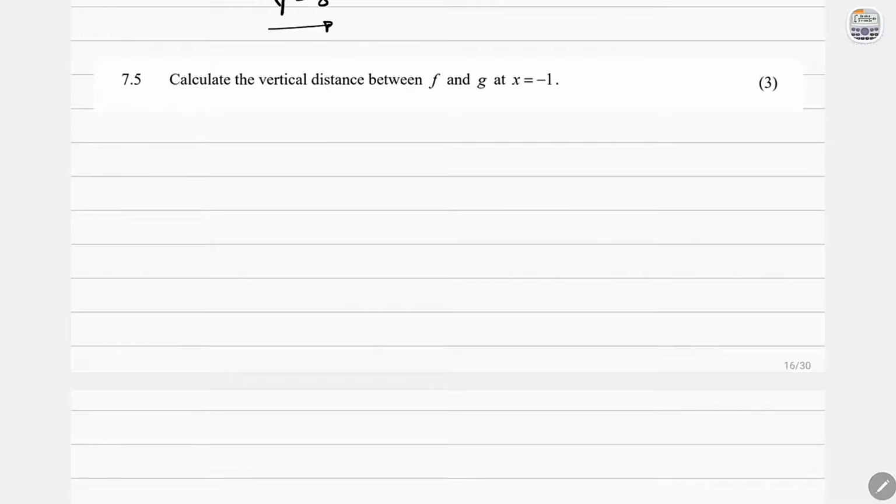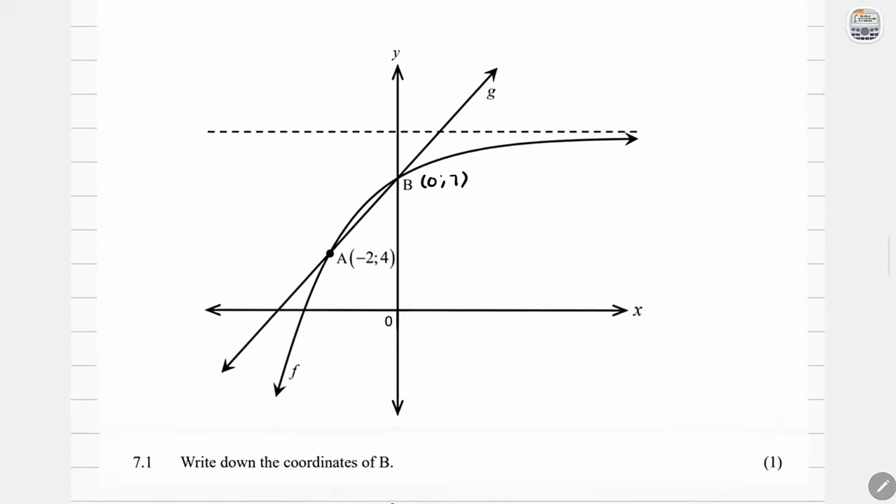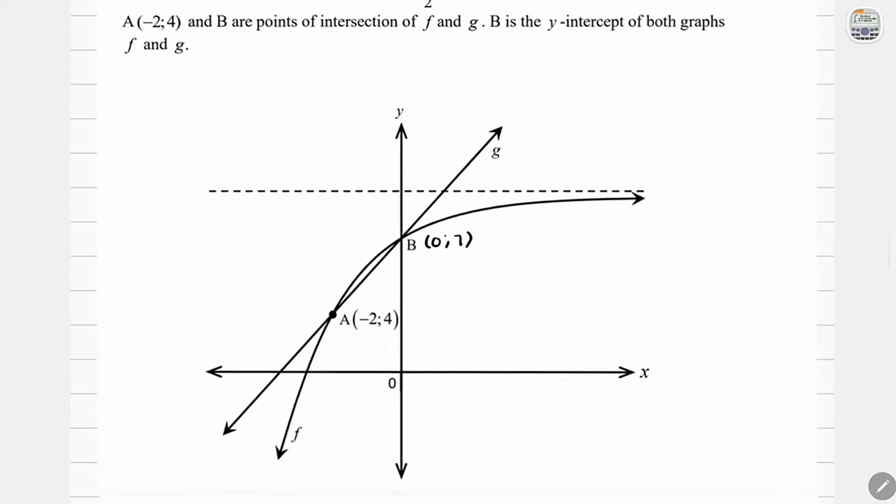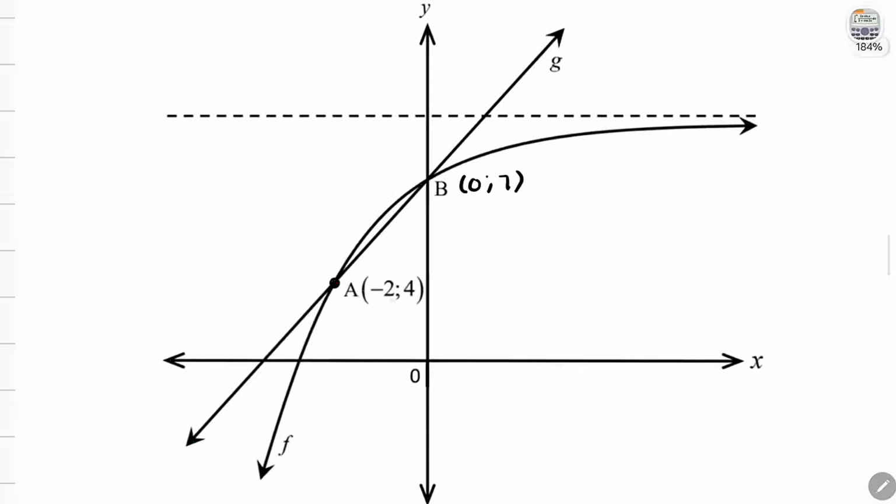Question 7.5 says, calculate the vertical distance between f and g at x equals -1. Okay, so between f and g. Here is x equals -1. We don't really know where it is, but we know this is -2 over here, so -1 is somewhere here. You see that f is actually above g at this point where x equals -1.